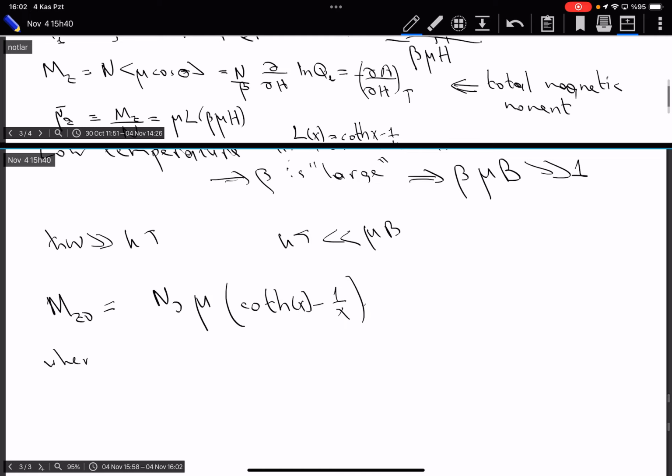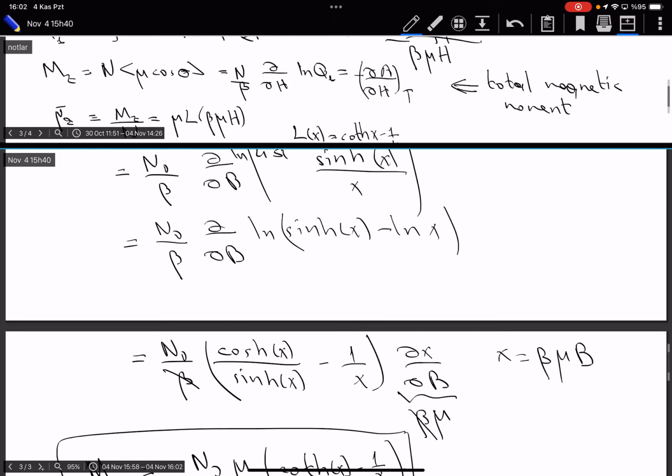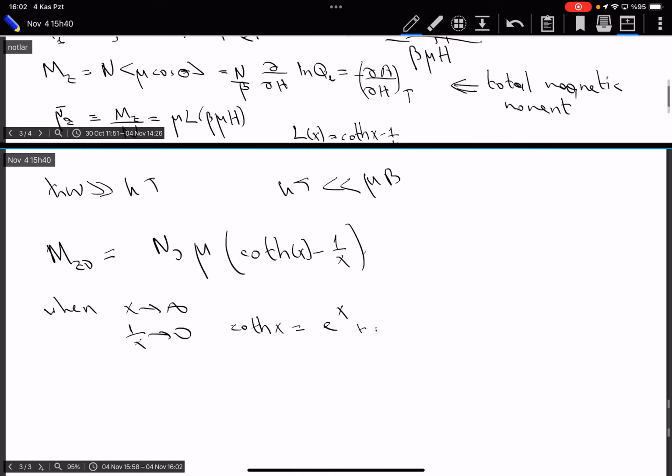You see, when x becomes very large, 1 over x is negligible. So coth(1/x) goes to 0. Coth x is (e^x + e^-x) divided by (e^x - e^-x). When x is very large, e to the power minus x becomes negligible compared to e to the power x, which becomes very large, so this is approximately 1. So the magnetization in this limit is just n0 mu.